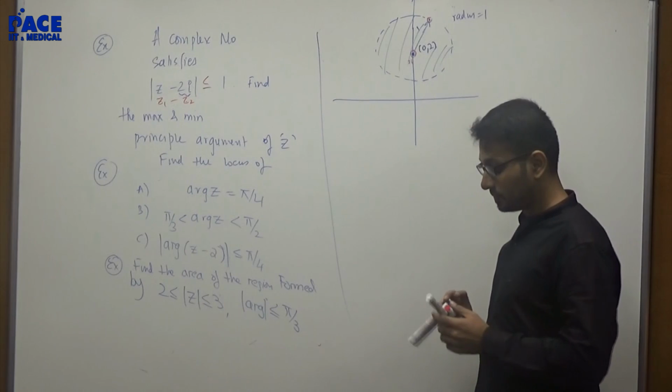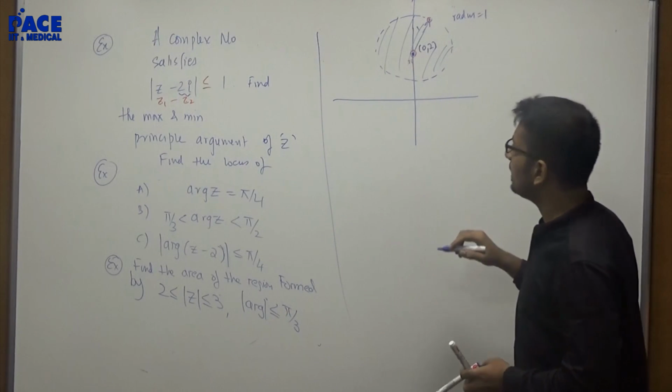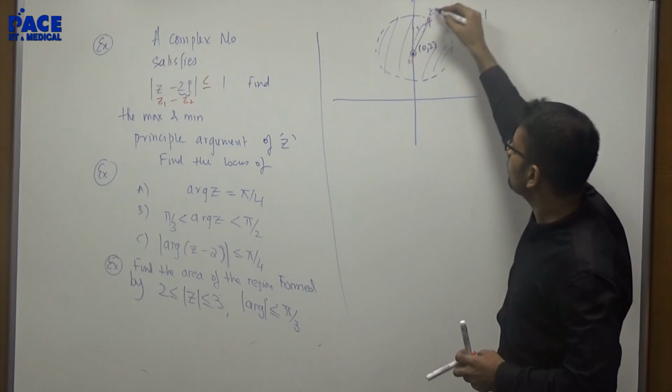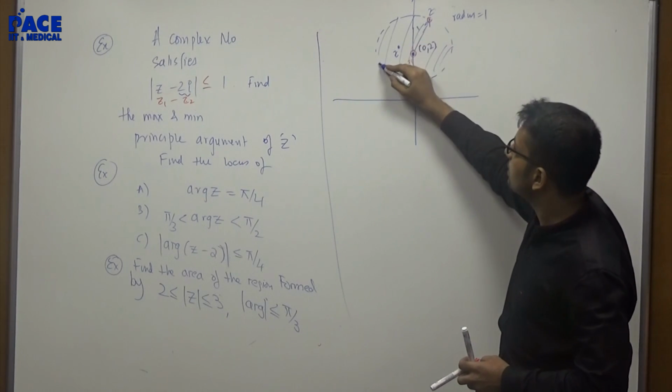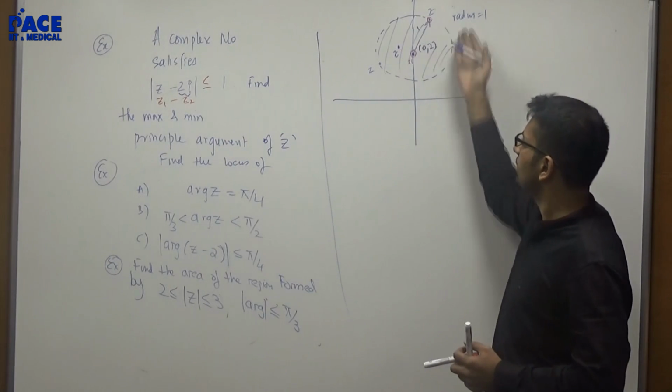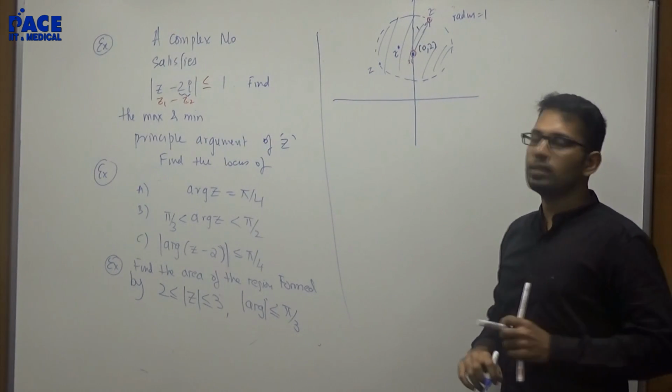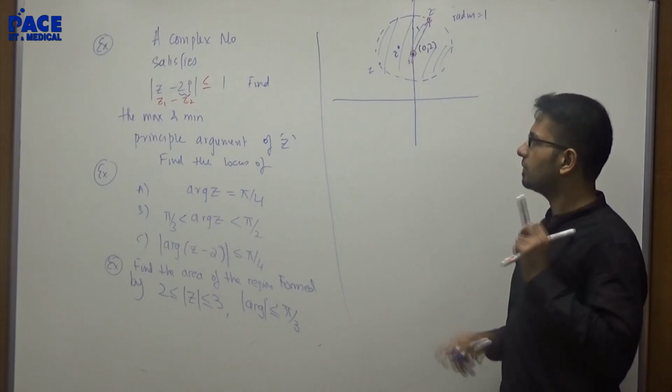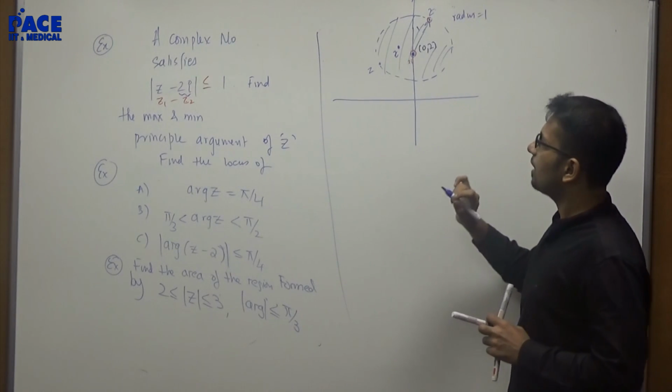Is that clear? Okay. Now, obviously, look, Z I said it could be anywhere, it could be here also, Z could be here also. Z is after all a variable point, right? It could be anywhere. Which point will have what argument? Argument is basically arg Z, what is it?